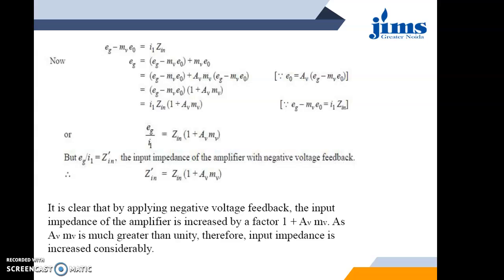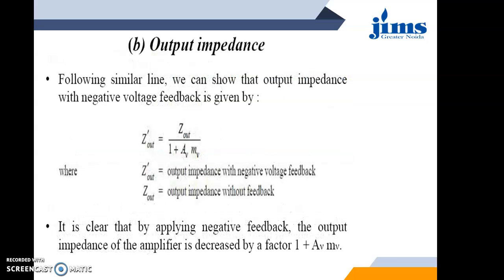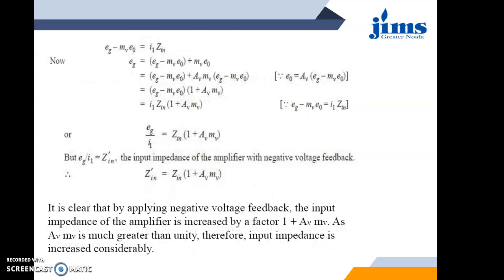This is the derivation that the input impedance is increased by factor 1 plus AM, where A is the voltage gain and M is the feedback factor, and the output impedance is decreased by factor 1 plus AM just because it comes in the denominator. So the input impedance Zin', which is showing the impedance with feedback, is equal to Zin into (1 plus A into M), because the 1 plus AM factor is coming in the numerator, or it is simply multiplied with Zin, so it improves the overall input impedance, which is Zinf'.